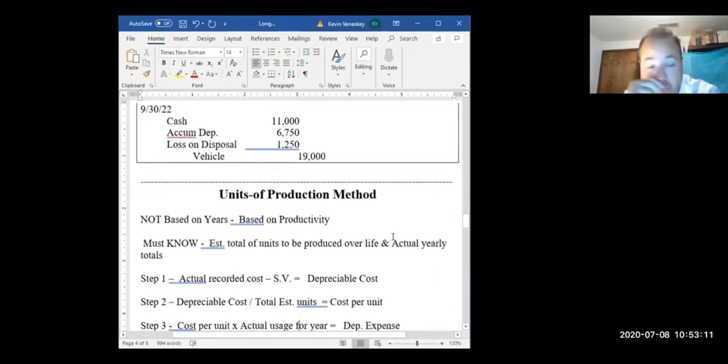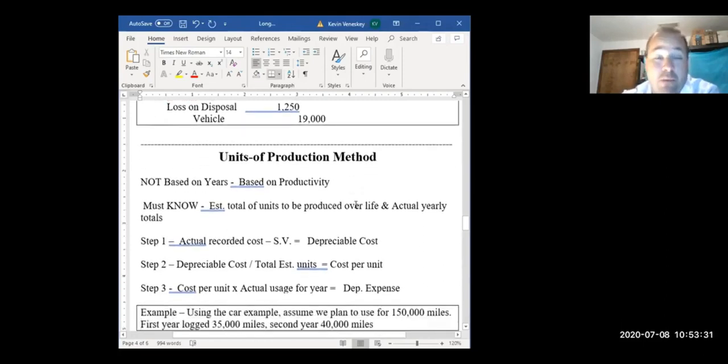Now let's look at how you could do it a little bit differently. Say you didn't want to do the straight line. You're not using the vehicle evenly throughout the entire year. You know that you're using it some this year, a lot more next year, and you kind of go back and forth. Maybe the best method for you would be the units of production. The units of production is simply based on how much you use it, not on how long you use it.